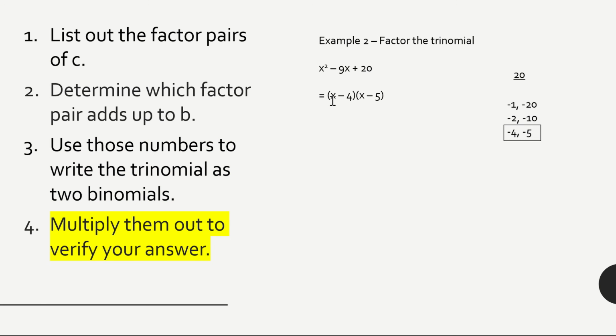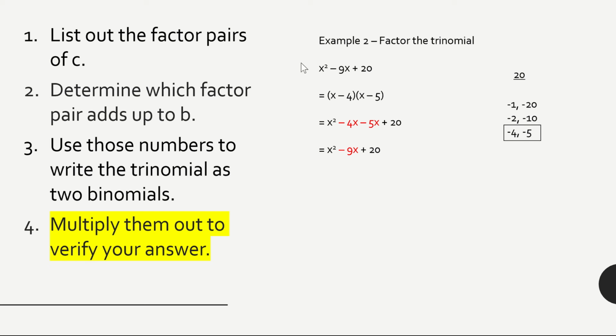So we're going to multiply these two binomials. We're going to distribute the x to both of these, and we're going to distribute the -4 to both of these, and that's going to end up looking like this. Okay, x times x is x squared, x times -5 is -5x, -4 times x is -4x, and -4 times -5 is +20. So those are the terms right there. And then we're going to combine the middle two terms, -4x minus 5x, to get -9x.